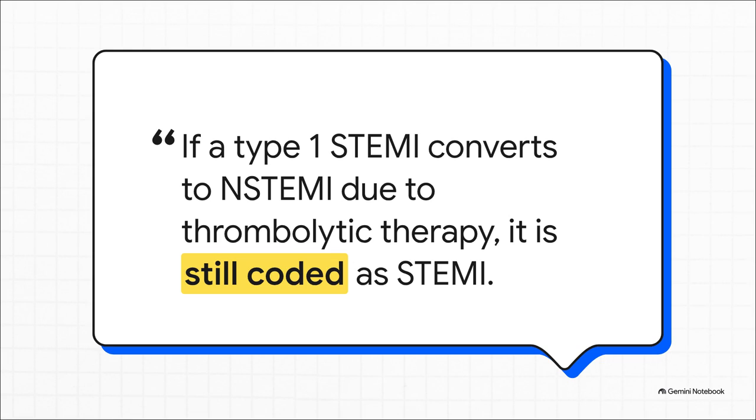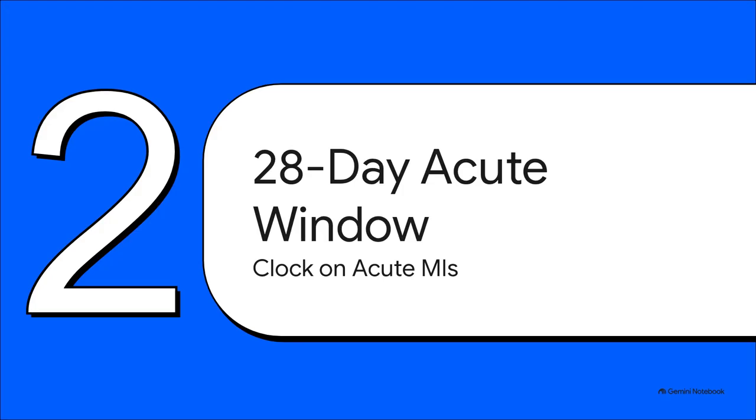You're coding a STEMI. Moving right along, let's transition into the patient's recovery phase and establish exactly how long an MI is technically considered acute. 28. I want you to literally burn this massive number into your memory right now. In the ICD-10-CM universe, the word acute for a myocardial infarction means exactly 28 days or less. Not 30 days, not a generic 1-month time frame. It is an exact 4-week, 28-day window.